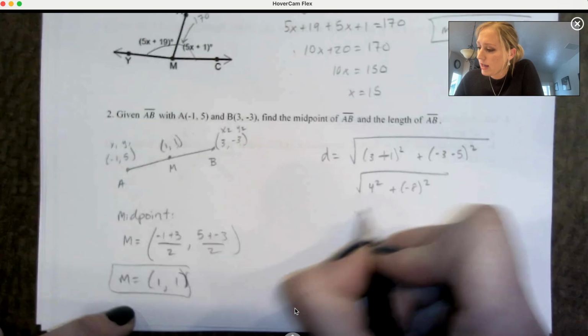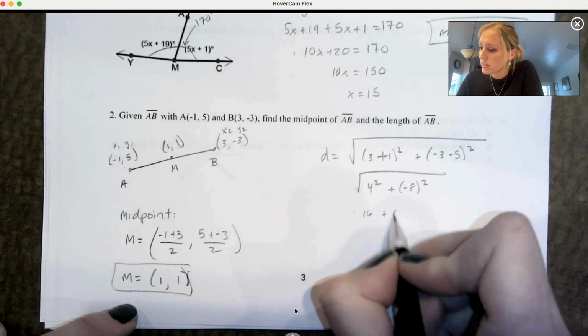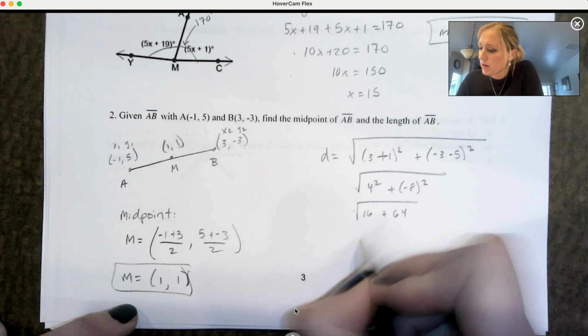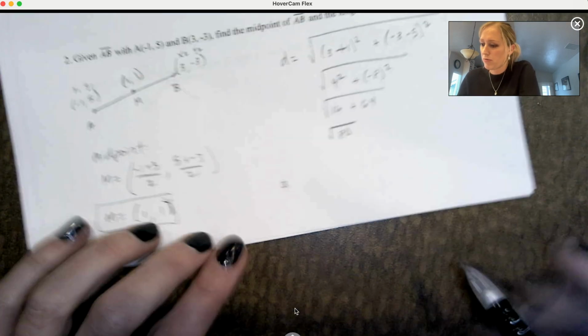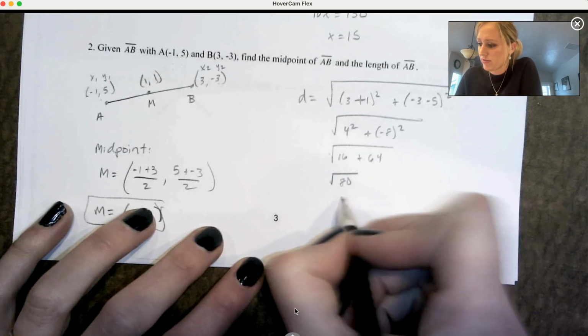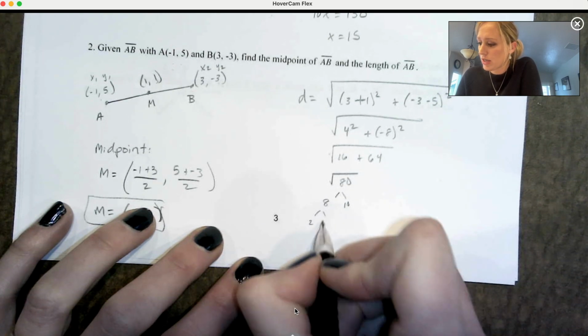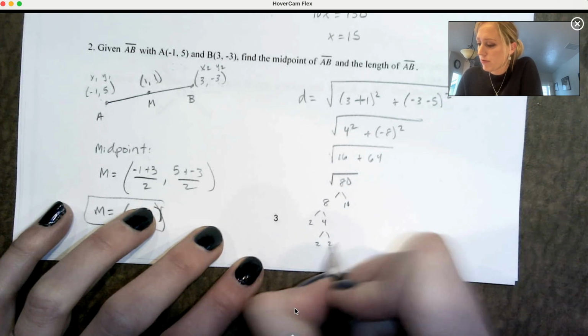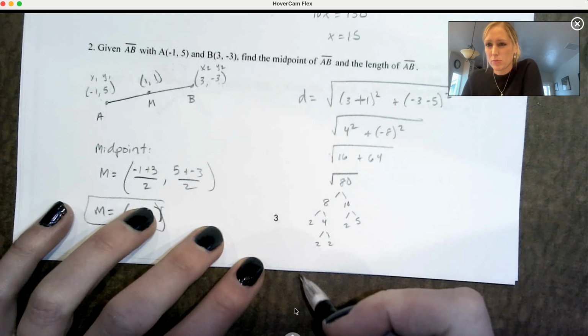Okay. And 4 squared is 16. -8 squared is 64. Add those two together and we get square root of 80. Now we do want to put this as a simplified radical. Okay, so I'm going to break this down. Maybe 8 times 10, 2 times 4. We can break 4 down even more. So what I'm looking for, remember, is pairs, and I don't want to break down to the point where I'm using 1.